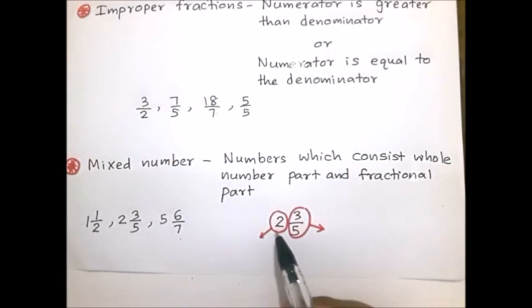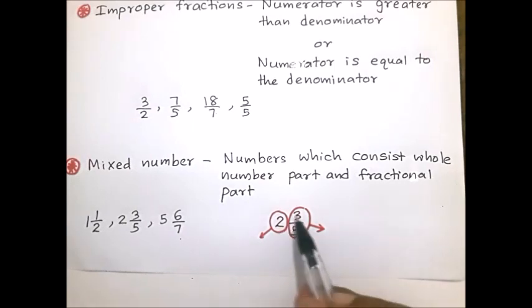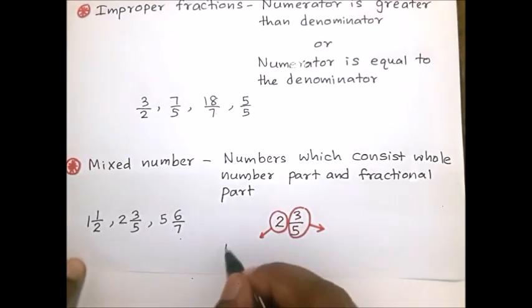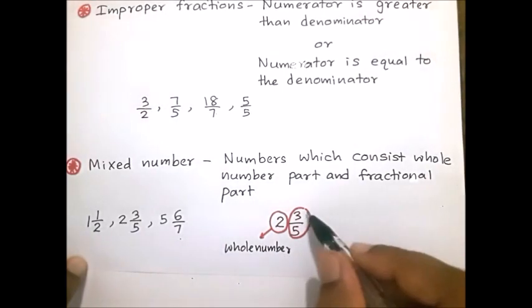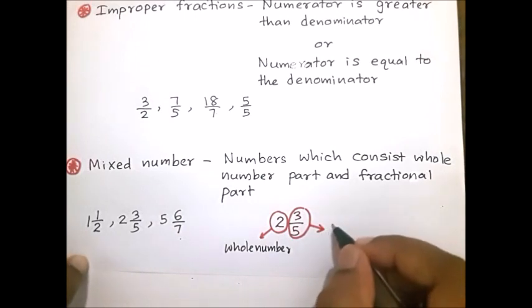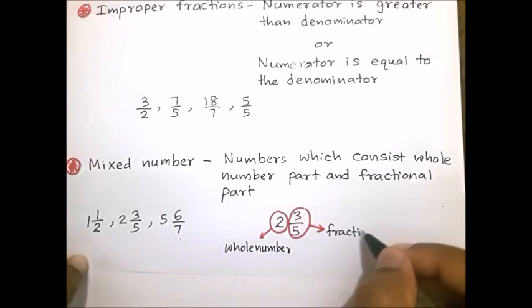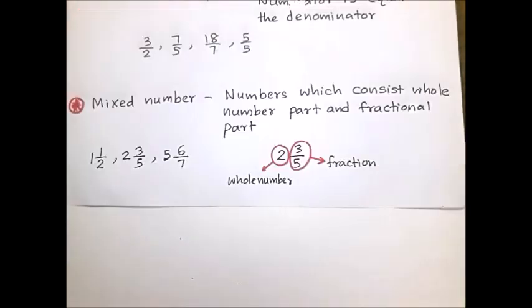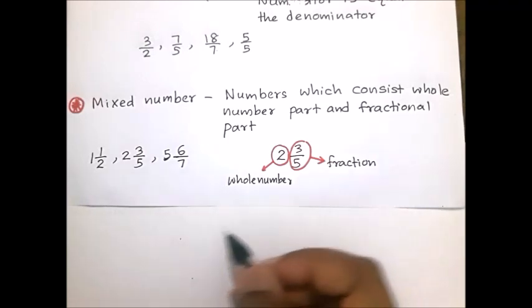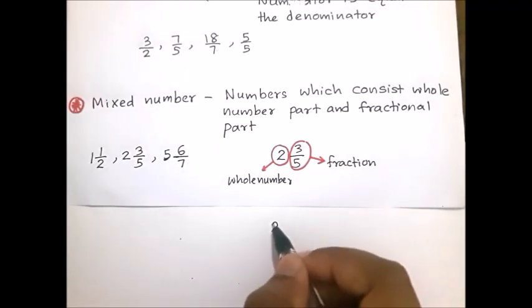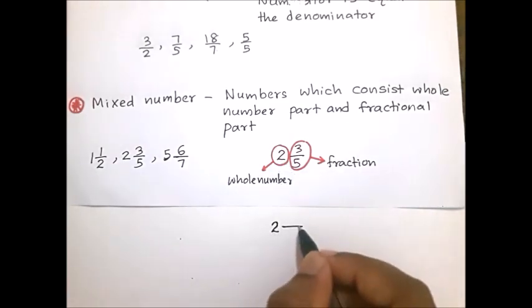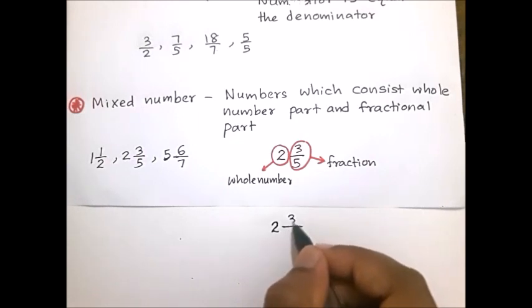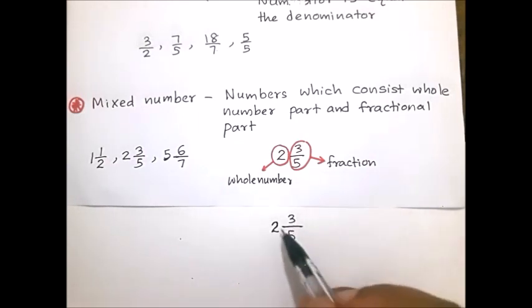Now look at this fraction, 2 and 3 over 5. It is a mixed number. Here 2 is the whole number and 3 over 5 is the fractional part. When you are writing this mixed number, first you have to write the whole number. Look at this example. First write the whole number. Then draw this line. Then write the fractional part, numerator and denominator.